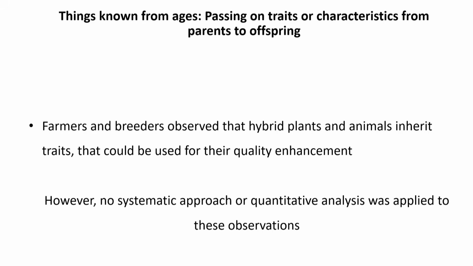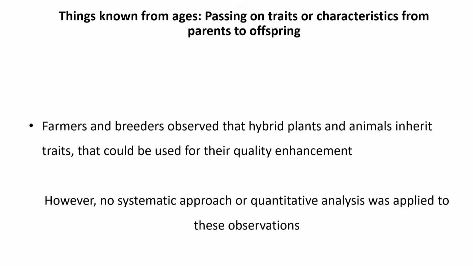People also knew that they can hybridize closely related species or organisms, closely related breeds, and then they can get better breeds, right? So this phenomenon was also known. People used it for crop improvement and animal improvement.